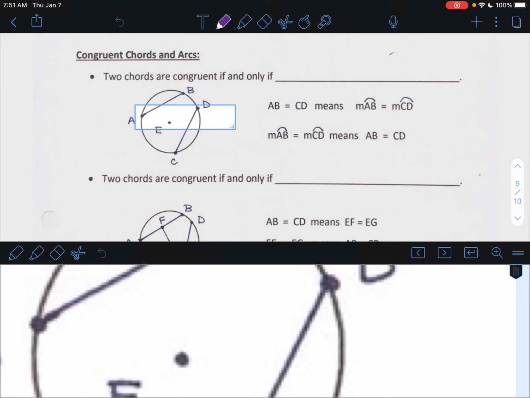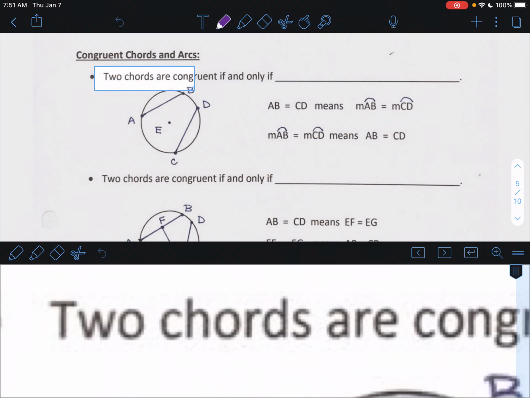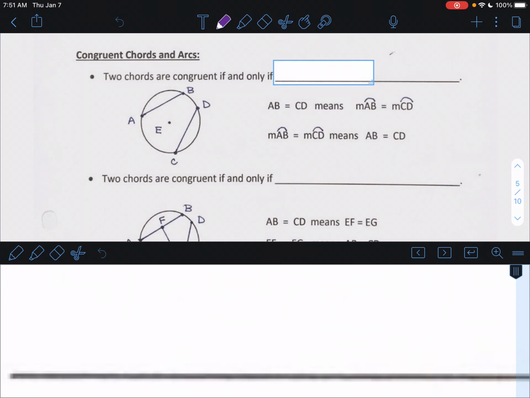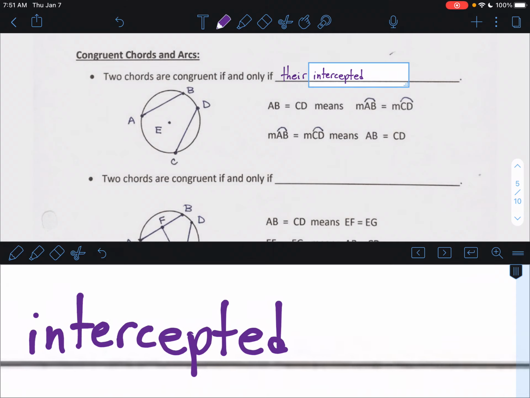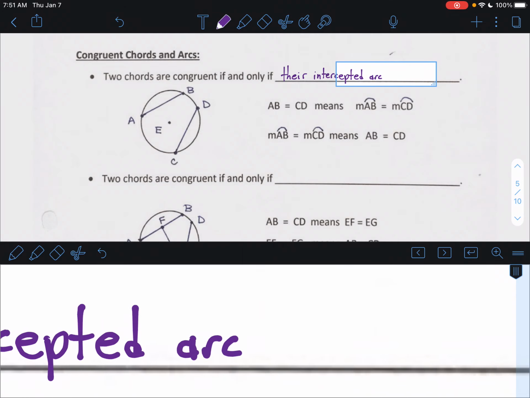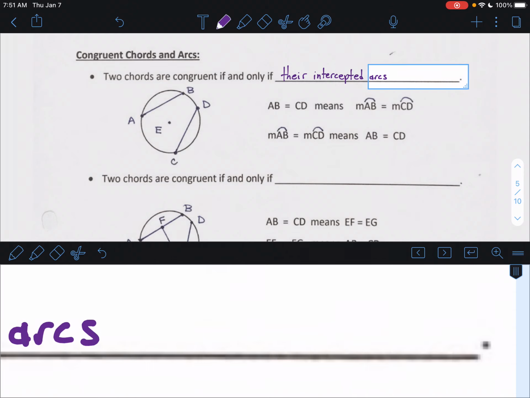The first property of these chords is that two chords are congruent if and only if their intercepted arcs are congruent. So the chords will only be congruent if the arcs are congruent, and the opposite will be true as well. So the arcs will be congruent if the chords are congruent.